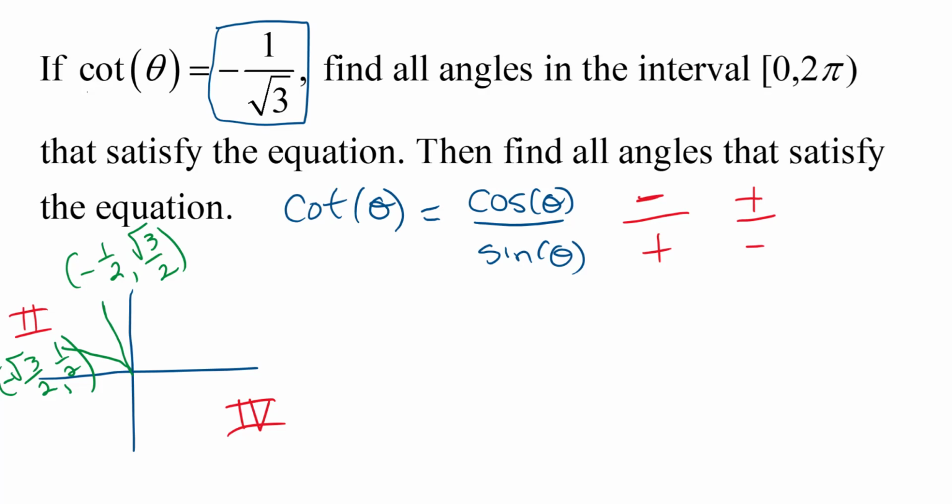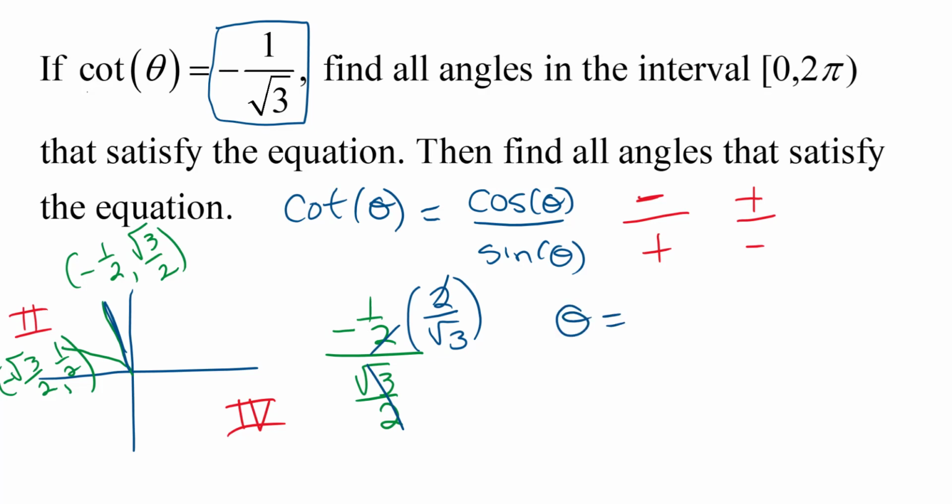So let's try this first one. And let's do cosine, which is -1/2 over sine, which is square root 3 over 2. Let's go ahead and simplify that. So we'll flip that over, multiply it by the reciprocal, and the 2's cancel, and it is -1 over square root 3. So that's the one I want. So this angle would be 2 pi thirds. So when theta equals 2 pi thirds.